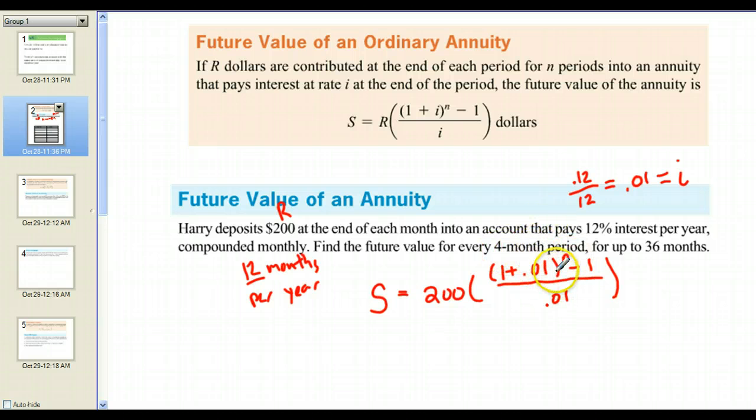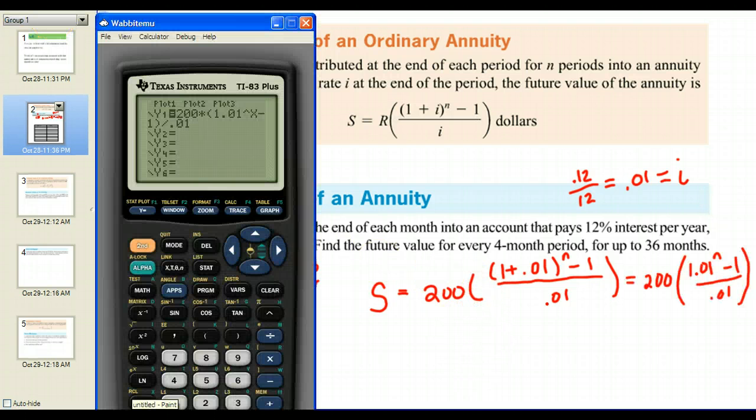So this is our formula, and that's all we're having to find initially, but then it says find the future value for every 4-month period. So this is what we're going to plug into our calculator, and then we're going to use our calculator to help us get the rest of this. I've got it in my calculator, and I'm actually going to put that in here so I can talk about it just for a second.